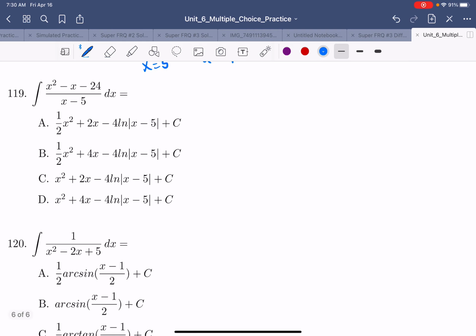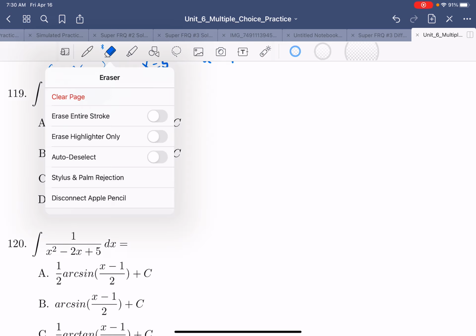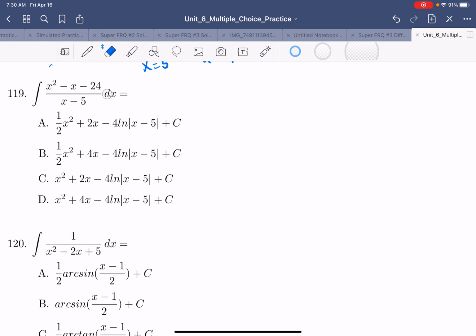All right, so 119. Does this factor? Well, no. Nope. Erase. I said it before: I'm not used to the long division problems because I don't remember practicing it that much when I took calculus. But I remember saying that if the power on the top is higher than the one on the bottom, you will always resort to long division.